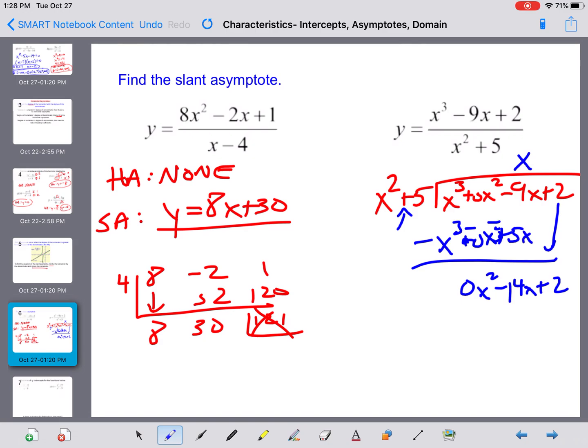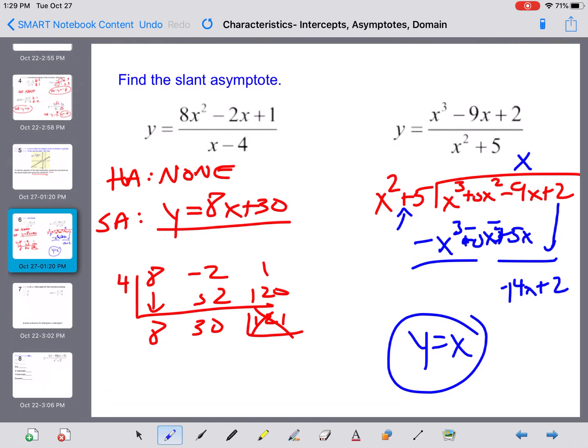And then we want to say that x squared doesn't go into 0x squared because there's nothing there, so that will eventually go away, and we have negative 14x. And x squared is too big for negative 14x, so we would just have y equals x, because the rest will be a remainder, and we don't care about the remainder. So anytime we have no horizontal asymptote, you will have a slant asymptote.